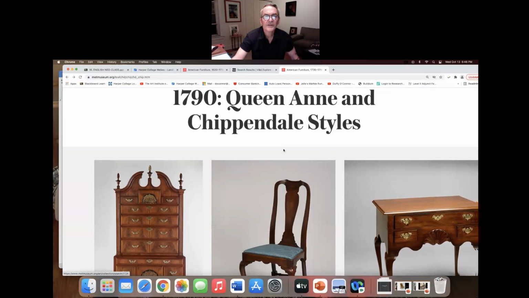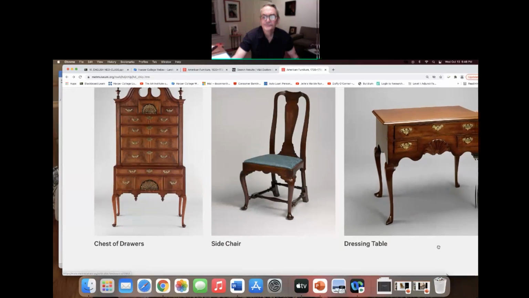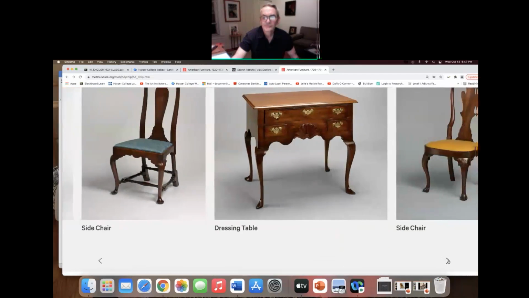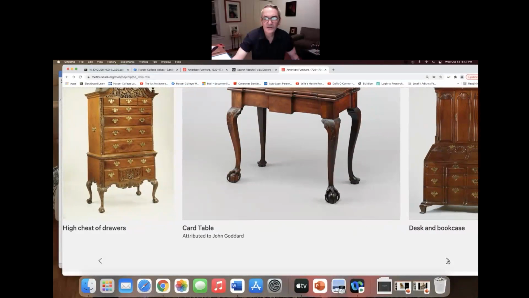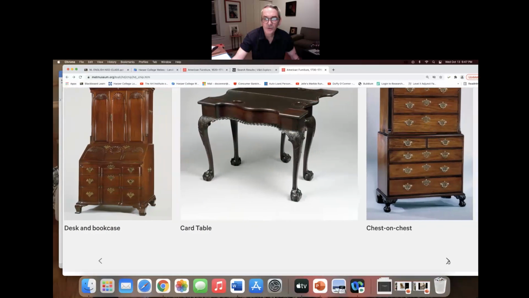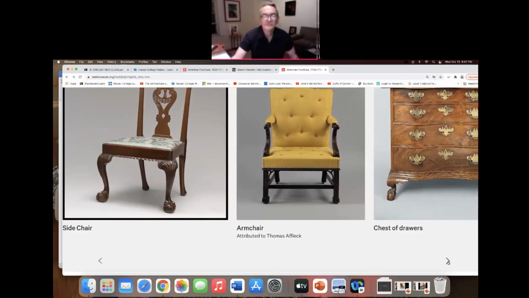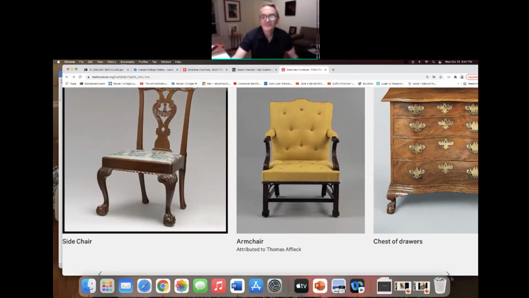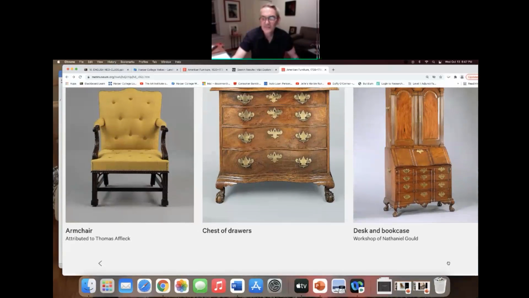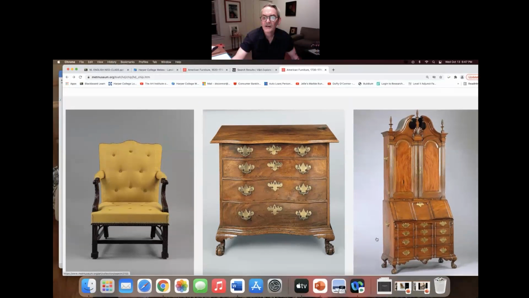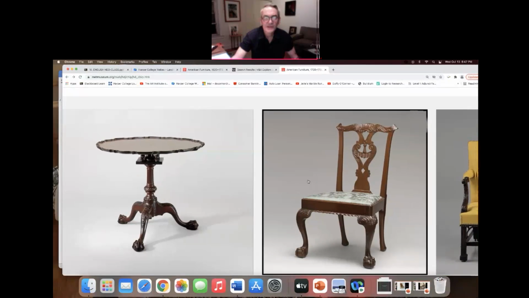Okay. So yeah, Queen Anne, Chippendale style. One of the reasons I would want you to know about these is that you can still get what's called Queen Anne or what's called Chippendale, and no, it's not exactly the same thing, but it has these elements.